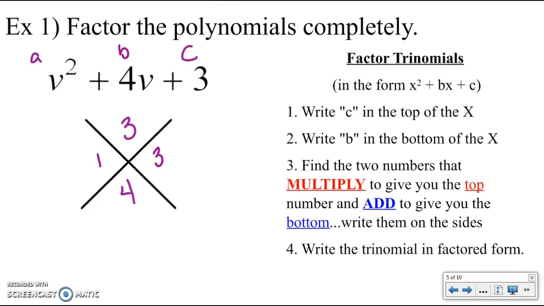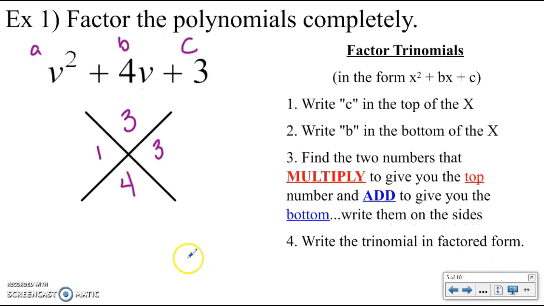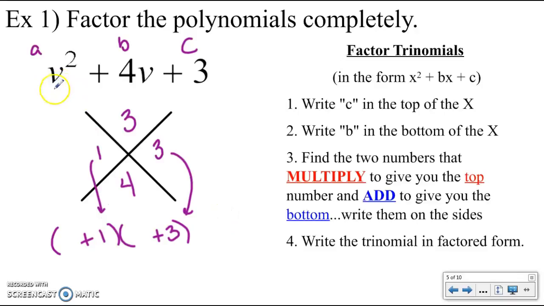So our goal is to find the two numbers that multiply to give us the top and add up to give us the bottom. Once we have that, we can go right to our factored form, so those two groups of parentheses. We had a positive 1 and a positive 3 on the sides here. So this just came down, and that just came down. All you need to do is take that v squared and split it up, so we have a v in each group of parentheses, and that is your factored form.